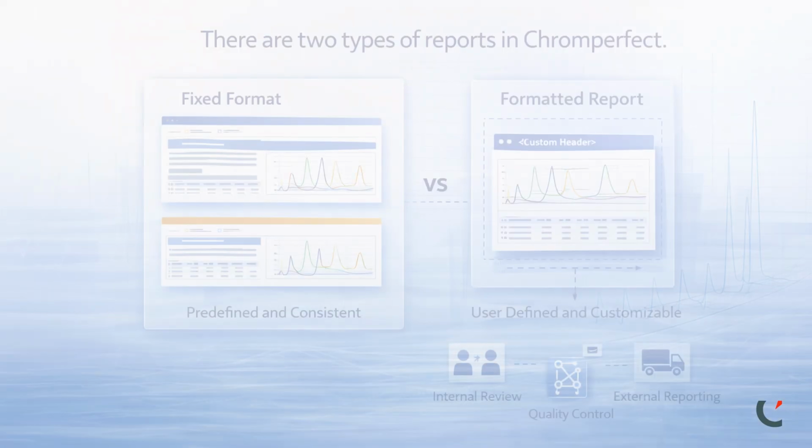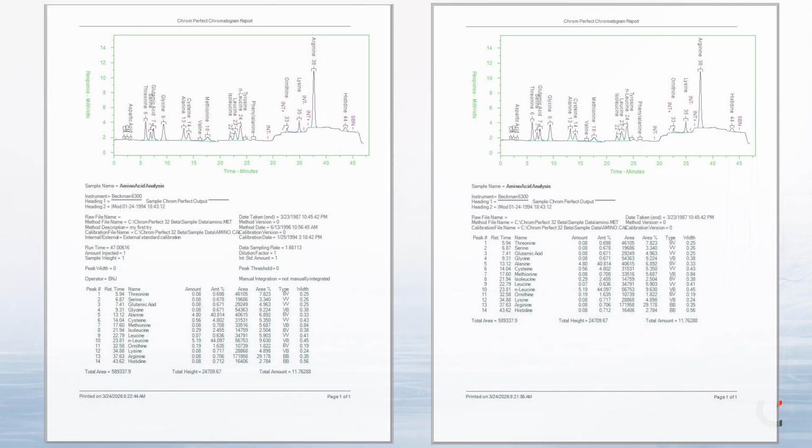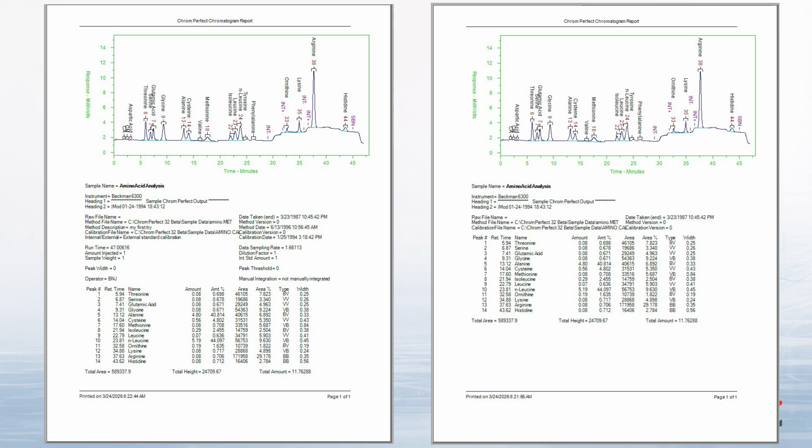There are two types of reports in Chromperfect. The first is the fixed format report. This is a predefined report generated automatically by the system. It follows a consistent structure and requires minimal configuration, making it well-suited for routine analysis where a standard output is required. When selecting a fixed format report, the user has two options, a long form and short form.